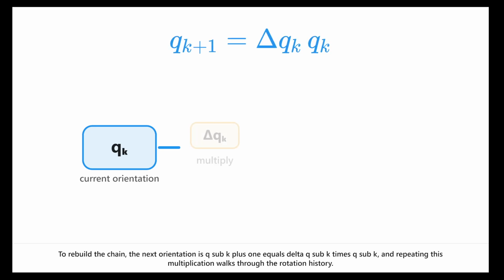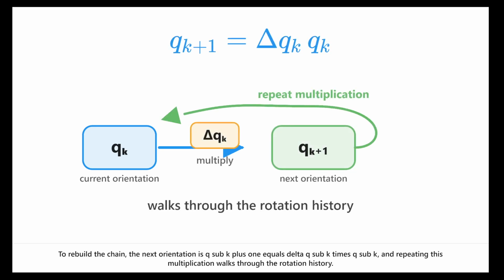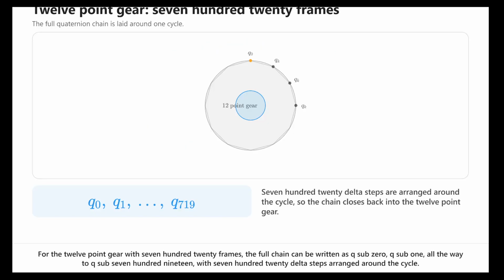To rebuild the chain, the next orientation is q sub k plus 1 equals delta q sub k times q sub k, and repeating this multiplication walks through the rotation history. For the 12-point gear with 720 frames, the full chain can be written as q sub 0, q sub 1, all the way to q sub 719, with 720 delta steps arranged around the cycle.